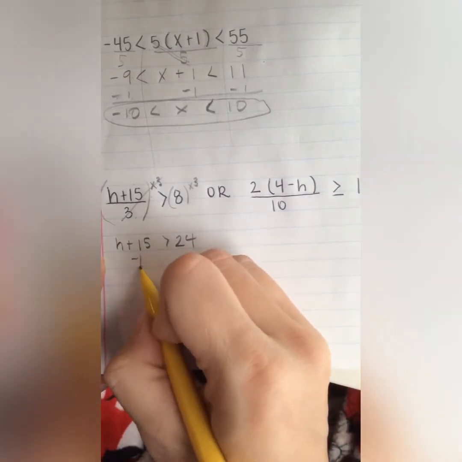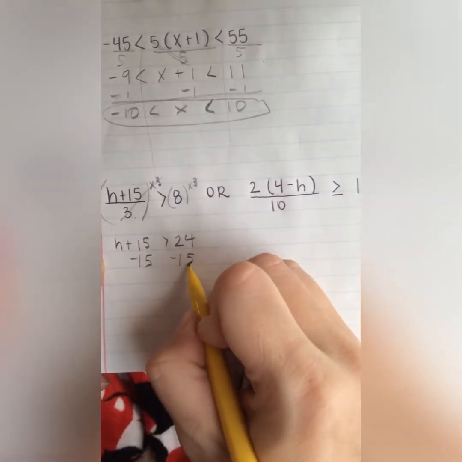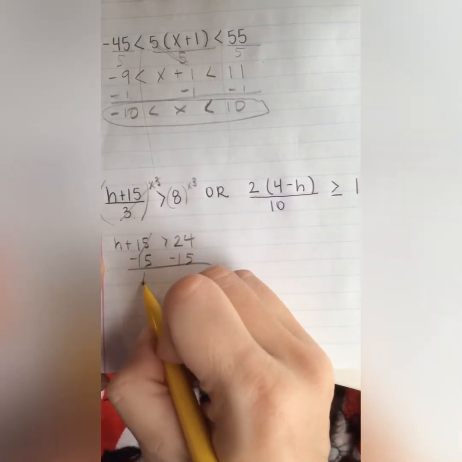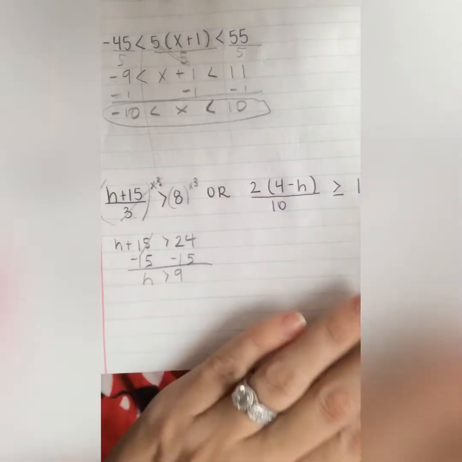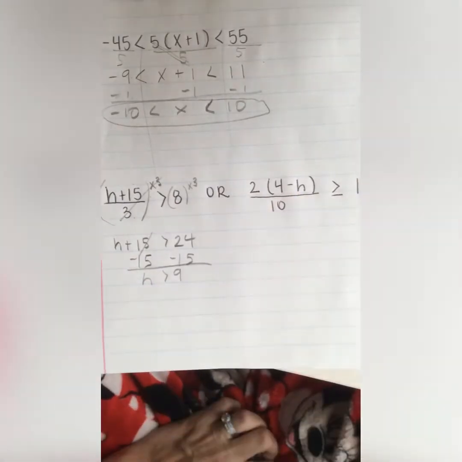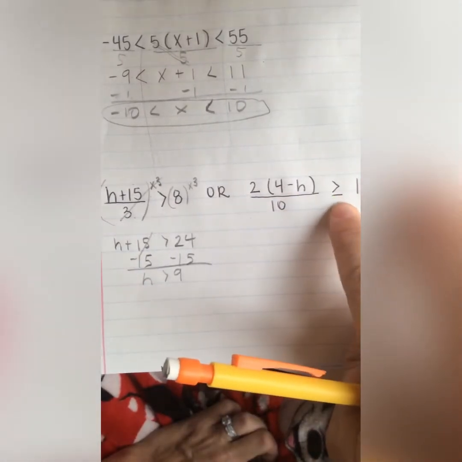Minus 15 on both sides, and we get h is greater than 9. On the right side, we have 2 times 4 minus h, divided by 10, is greater than or equal to 1.